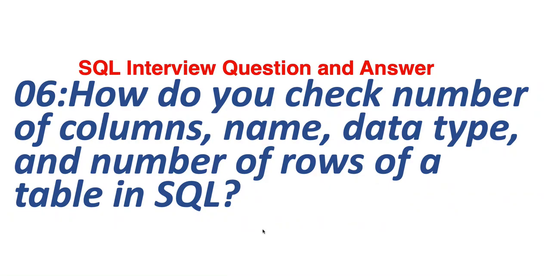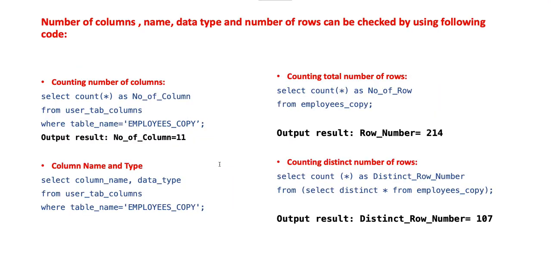SQL interview question and answer. Question number 6. How do you check the number of columns, column name, data type, and number of rows of a table in SQL? This question is asking about four main characteristics of a table. First, how many columns are there, what are their names, what type of data they are, and how many rows are present in the same table. The number of columns, name, data type, and number of rows can be checked by using the following code.